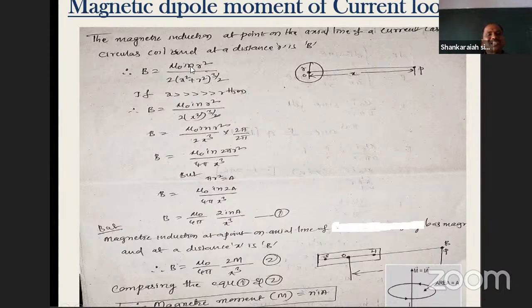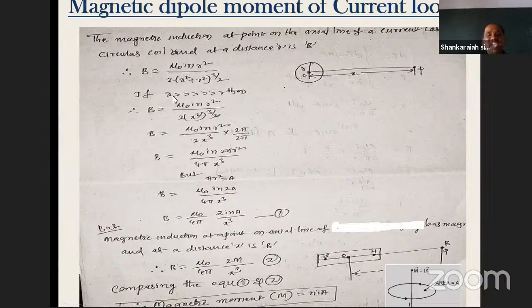Sir, what is the N, sir? N is the number of turns of the coil. The coil has N number of turns. But here this coil has only 1 turn, so put N value as 1. Then write mu naught I r square divided by 2 of (x square plus r square) whole power 3 by 2.